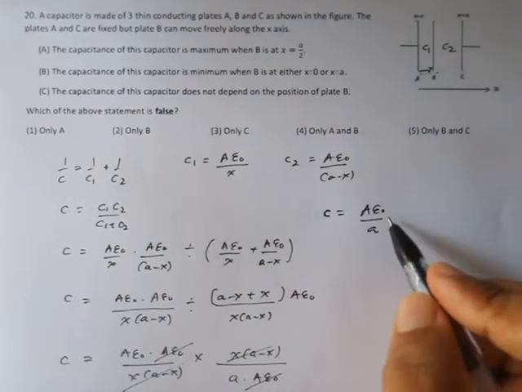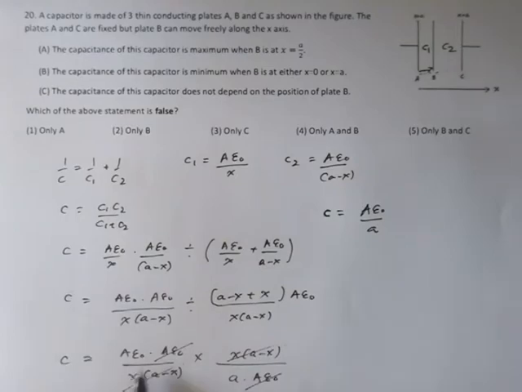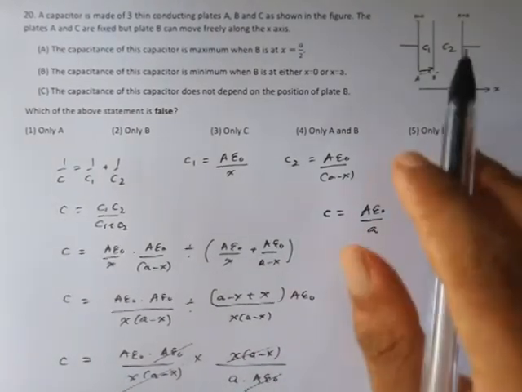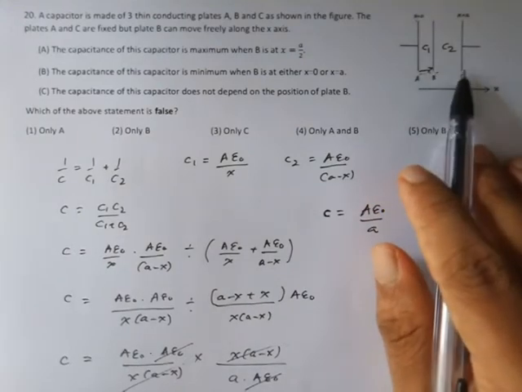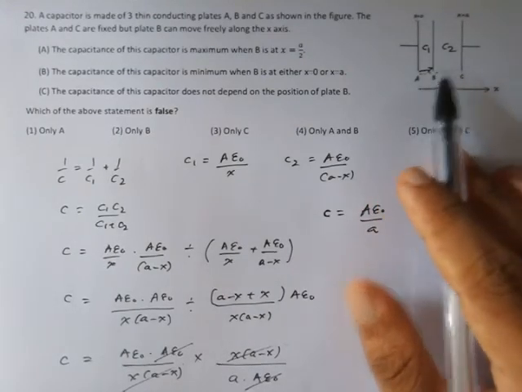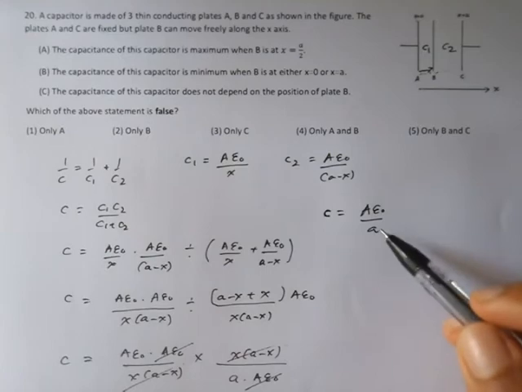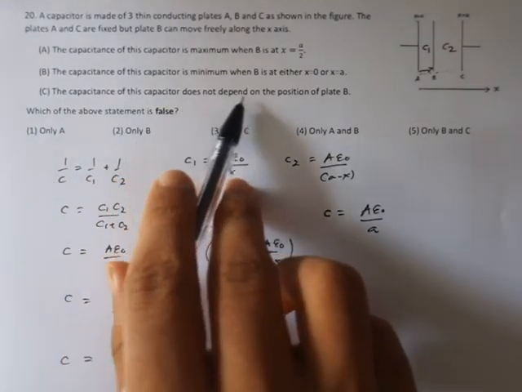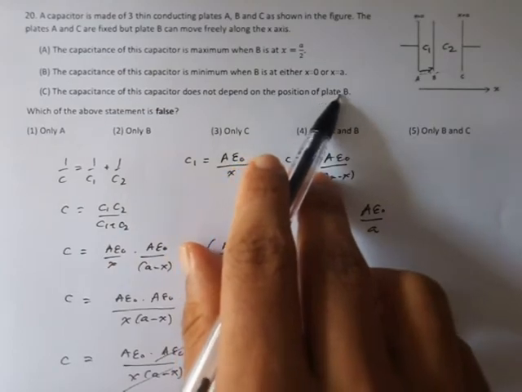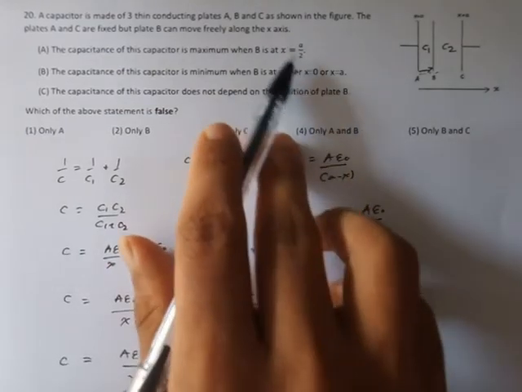And we can see that it does not depend on x, I mean the position of B. So if you keep this x somewhere here, you still get the same value. If you take this to here or whatever point, it doesn't matter, you still get the same value. So the capacitance of this capacitor does not depend on the position of B. So that's the true statement. So the other two are false.